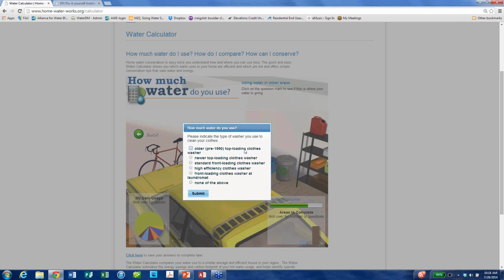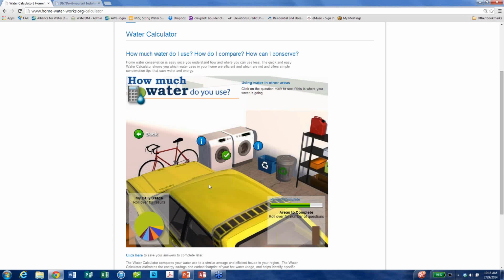Please indicate the type of washer used to clean your clothes. I'm embarrassed to say, we still have the clothes washer we bought right when we got married. So it is an old-style top-loading clothes washer. So I am going to say newer top-loading clothes washer. I think it was bought in 1993. So it's not an older pre-1990, but it is not an Energy Star or a high-efficiency clothes washer. So I'm going to see some additional clothes washing usage, I think, as a result of that answer.